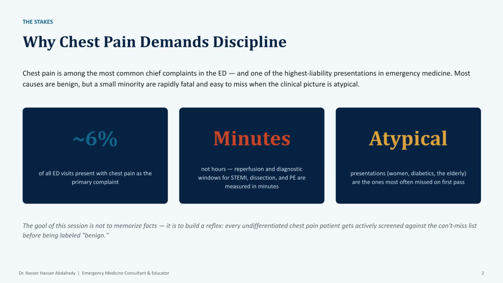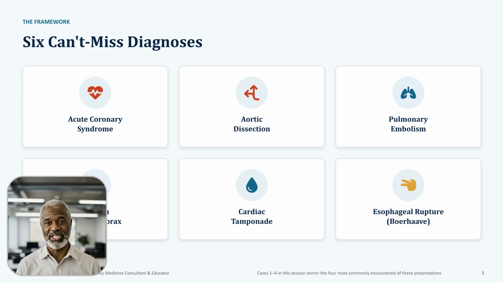While most causes are benign, the life-threatening ones require immediate action. Atypical presentations are often missed. The goal here is to develop a reflex: screen every patient against the can't-miss list before concluding the cause is benign. Keep these 6 can't-miss diagnoses in mind: acute coronary syndrome, aortic dissection, pulmonary embolism, tension pneumothorax, cardiac tamponade, and esophageal rupture. We will focus our cases on the 4 most common of these serious presentations.